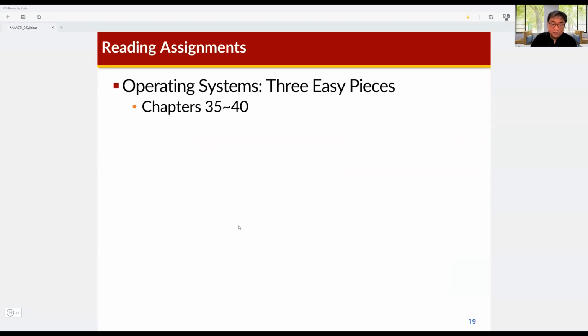Okay, so I will stop here as I promised. In the next class we will learn about some basics of the storage systems, hard disk drives, and file systems. As I mentioned, there's some overlap with the area of operating systems. So please read these chapters. Operating Systems: Three Easy Pieces, and I will cover chapters 35 to 40. So please read before the next class.